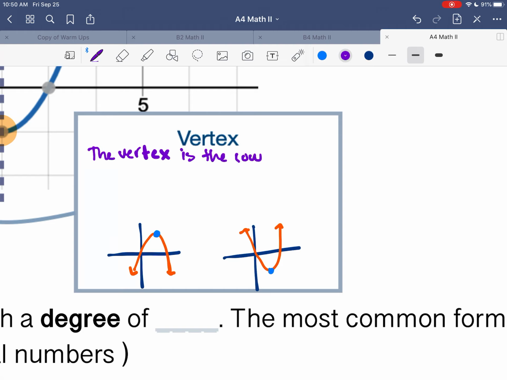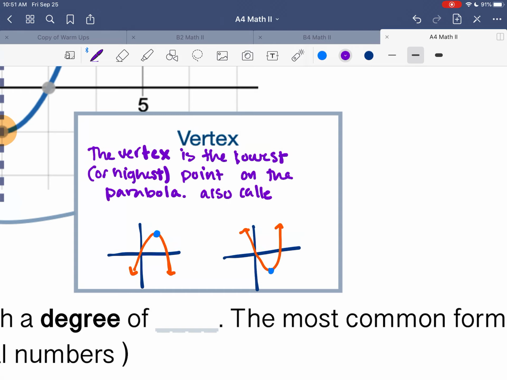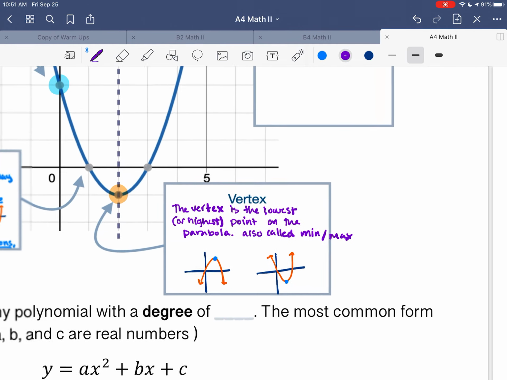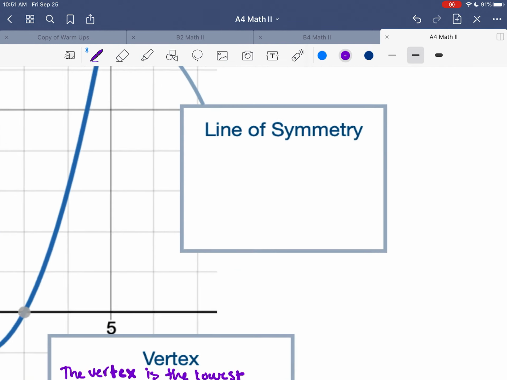is the lowest or highest point on the parabola. Like the point where the bottle rocket is changing directions. We also call this the minimum or the maximum, depending on whether it's on the bottom or on the top. So that's a super important concept. We call that the vertex.